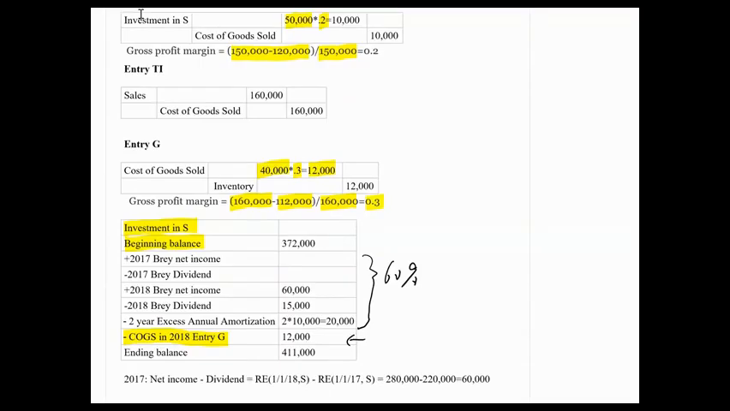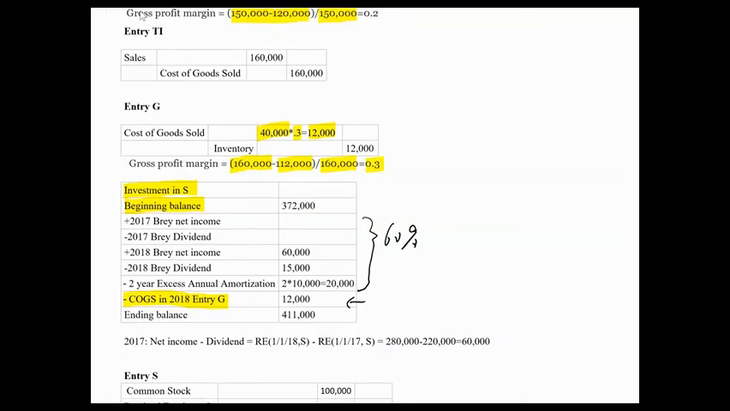All right, so then let's come back to this equation. The question already gives us the 2018 Brace net income. So we have this number, which is 60,000. We know 2018 Brace dividend, 15,000. And also we know the excess annual amortization, which is $10,000 per year, 2 years, will be 20,000. The question is, what is the number related to this 2017 Brace net income and the dividend? So we can solve it with the Brace retained earnings.